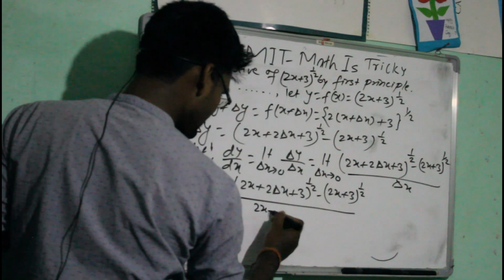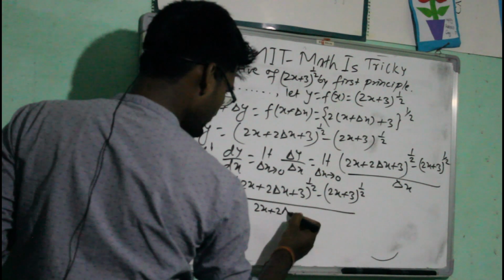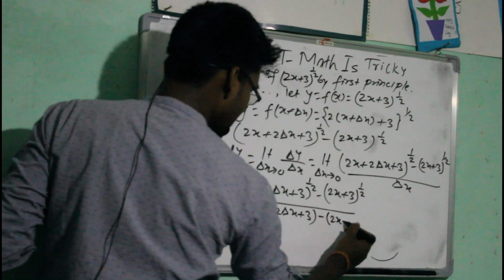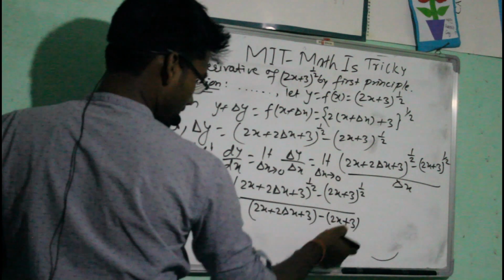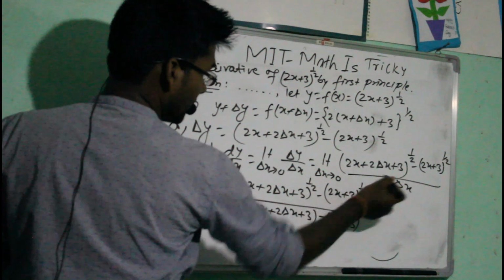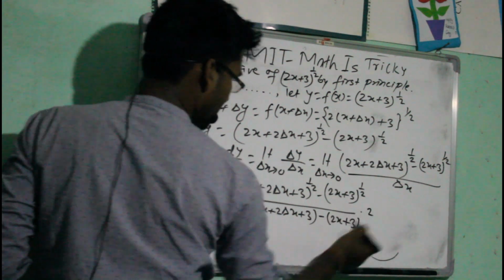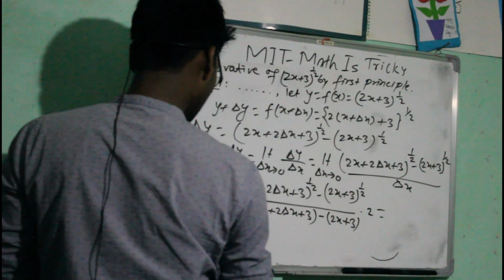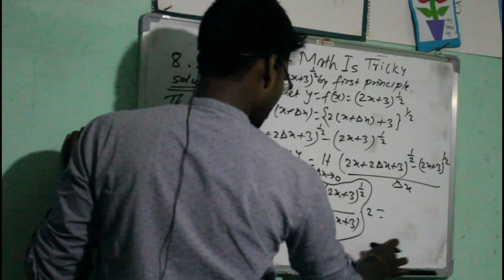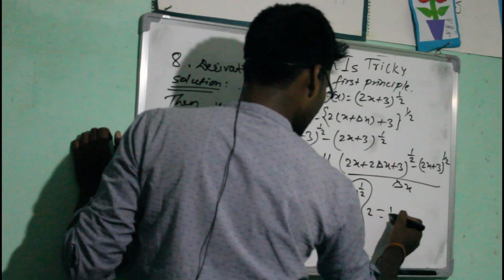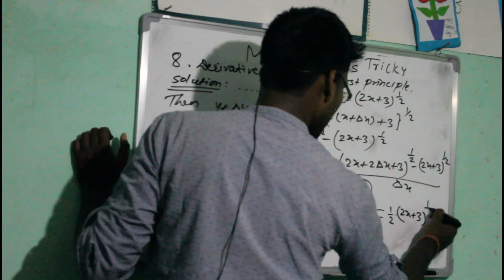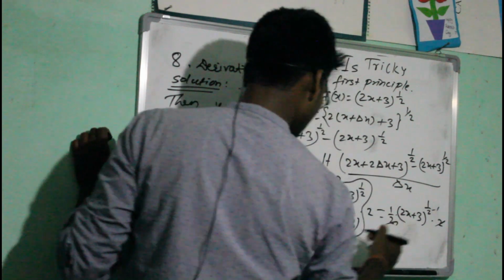So simply write here 2x first minus second, (2x plus 2 delta x plus 3) minus this, and then see what we are getting. So 2x and 2x will cancel, 3 and 3 will be cancelled. We'll get here only 2 delta x, but we have only delta x. To cancel 2 we will multiply by 2. Now we can write the formula for this, all of this up to here can be used as a formula, and it's simply 1 by 2, (2x plus 3) power 1 by 2 minus 1. 2 is there, 2 and 2 cancel. So what we got here?